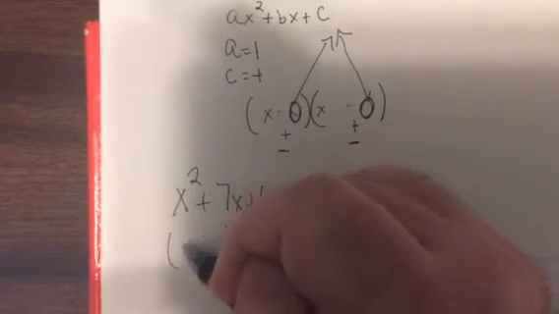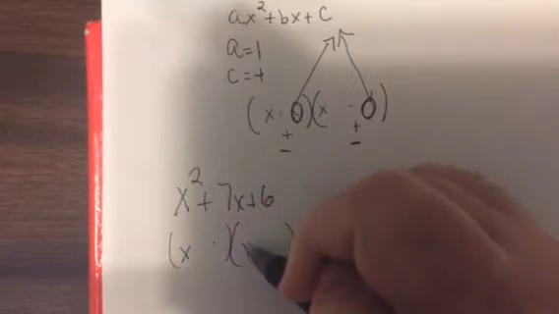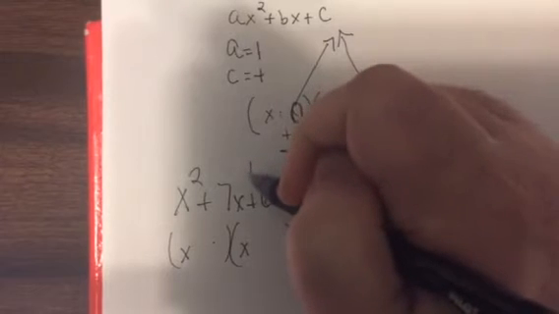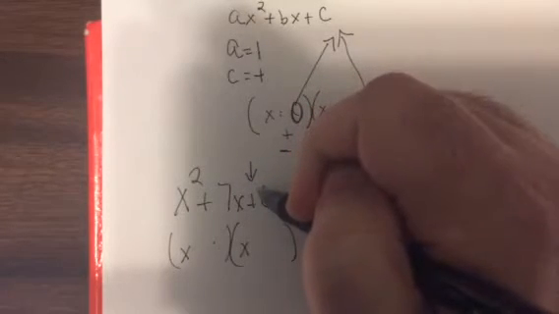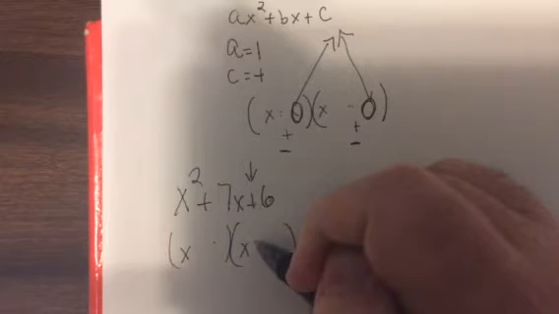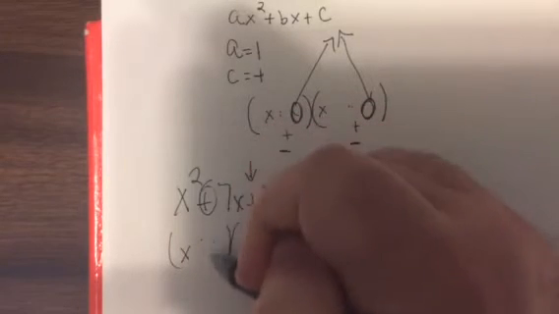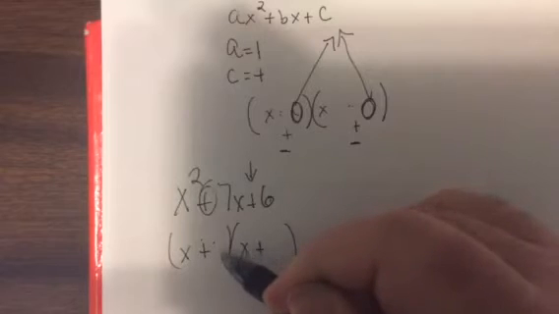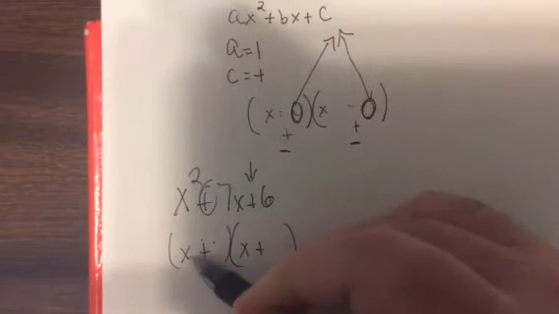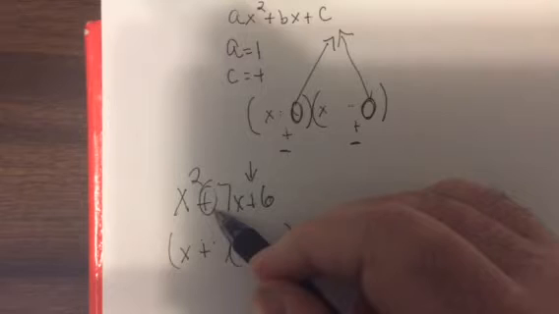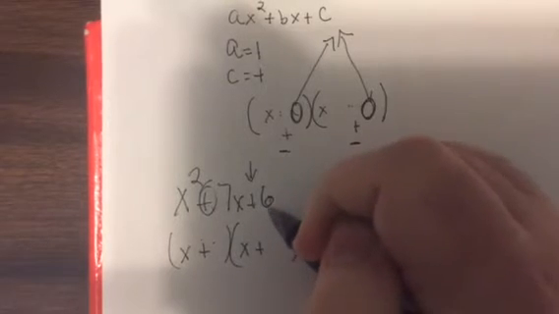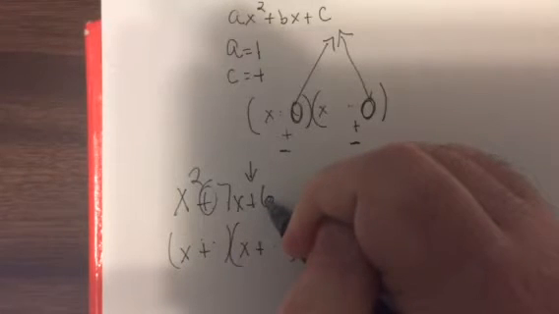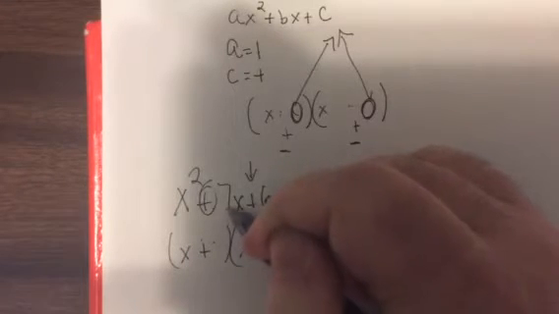So we start off. X squared would be x and x. X times x is x squared. Now, if the last term's plus, and that's all we're working with today, that means this sign and this sign are the same as this one, plus and plus, because plus, plus is plus. Now, what do you multiply to get 6? This times this is 6. And you add to get 7.